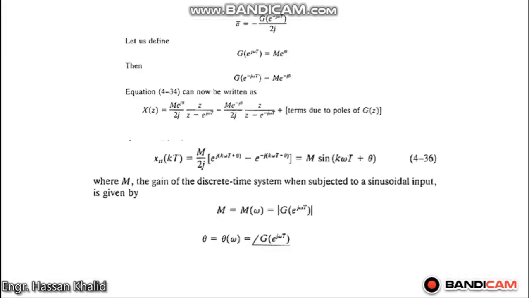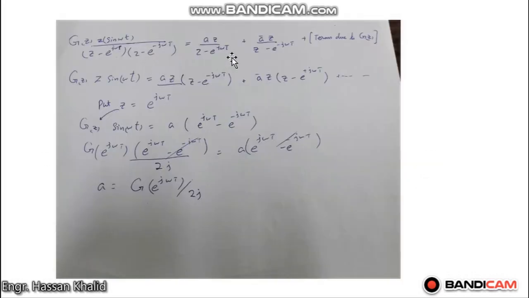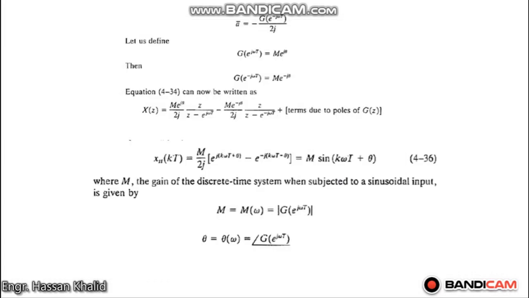Similarly, we can find the value of the second factor A dash by placing the root of the respective factor and substituting it into the main equation. In this way, we can find the second coefficient A dash. Now you can realize that this quantity G of e^(j omega T) is an Euler identity, and we have written the system G(z) in terms of its Euler quantity, which is equal to the magnitude and the phase, as represented in the following equation.